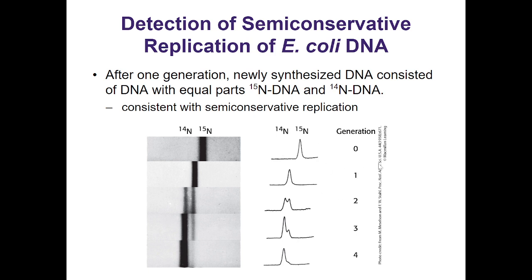The next generation, what do we see? Well, our bands actually go in the middle between N14 and N15. Everybody see it okay? And so what does that tell you? Well, that first generation in the new media, it started getting N14 in here, right? But about even. So we probably have, if we were to make an estimate, 1 strand of each, don't we? Okay? What are we seeing in generation 2, by the way?